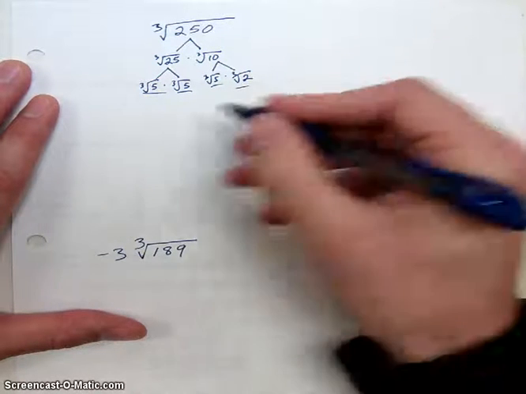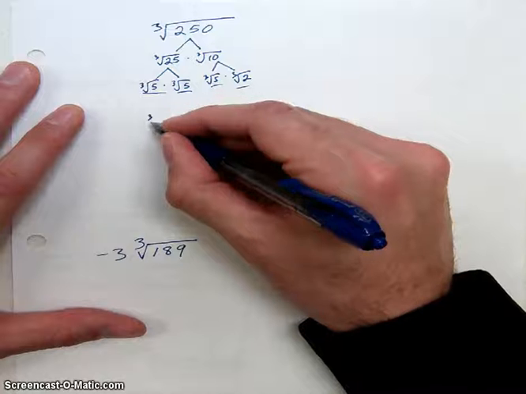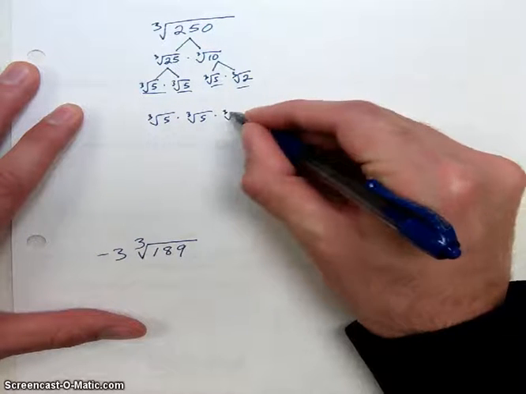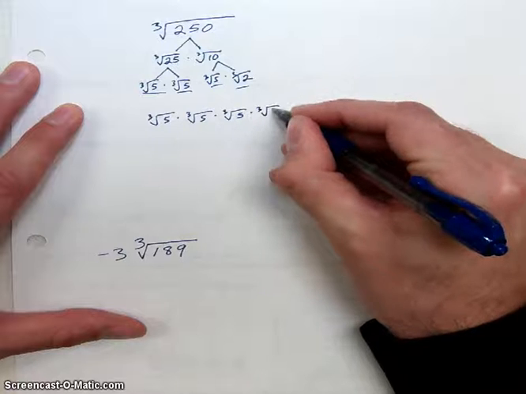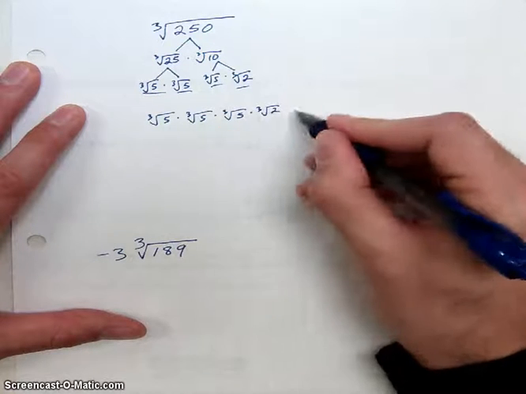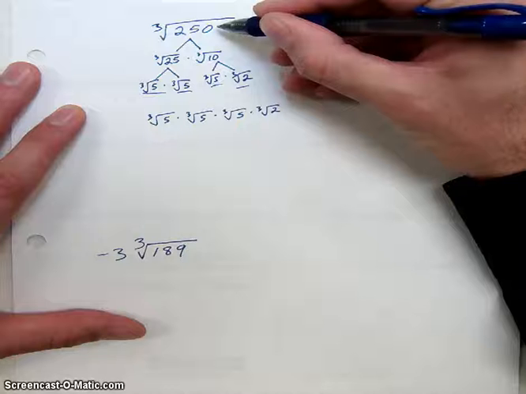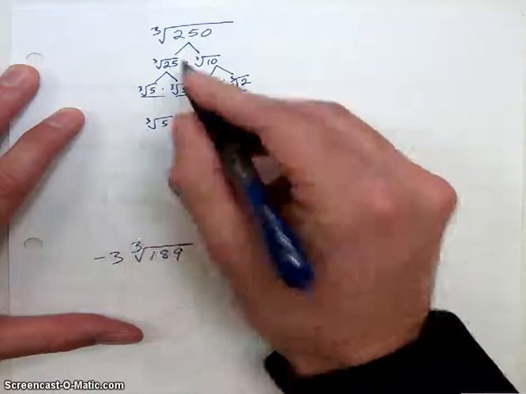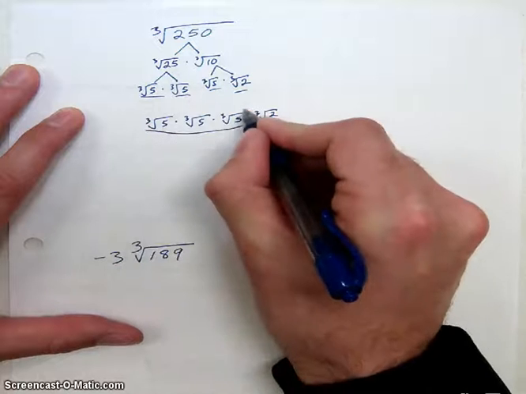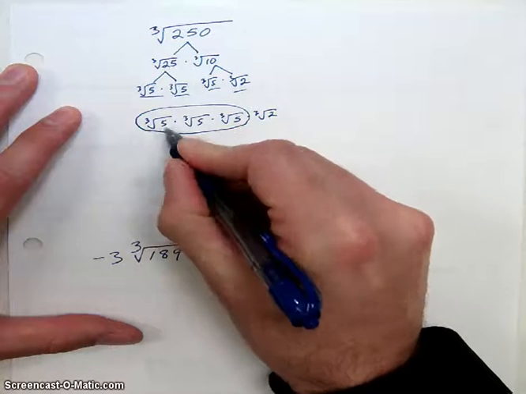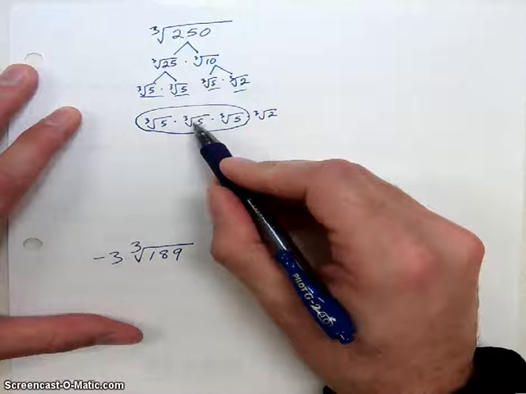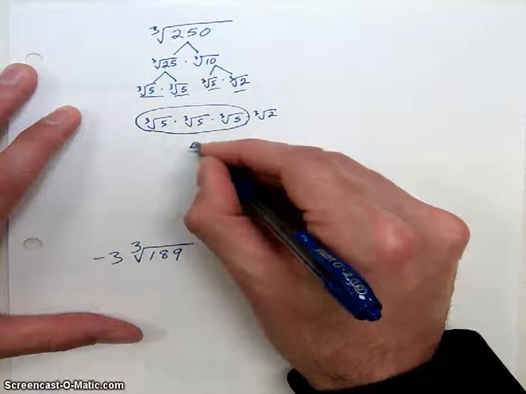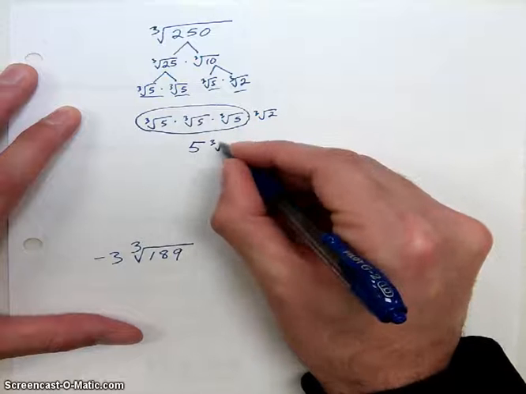If I write out all my prime factors, cube root of 5 times the cube root of 5 times the cube root of 5 times the cube root of 2, all those will multiply together to give me back the cube root of 250. But now, instead of grouping pairs, since it is a cube root, I'm looking for triplets. When I multiply a cube root of 5 times the cube root of 5 times the cube root of 5, I put all those together, I just get 5. And what's left over is the cube root of 2.